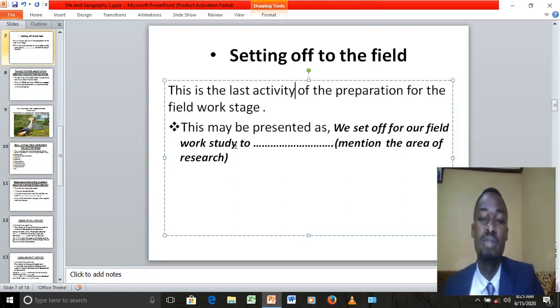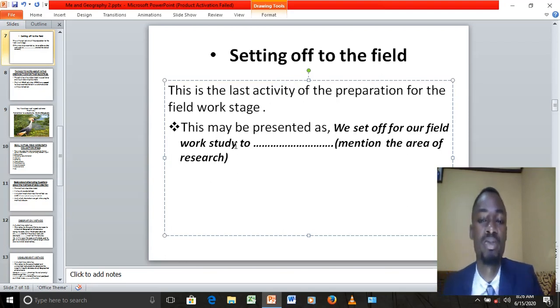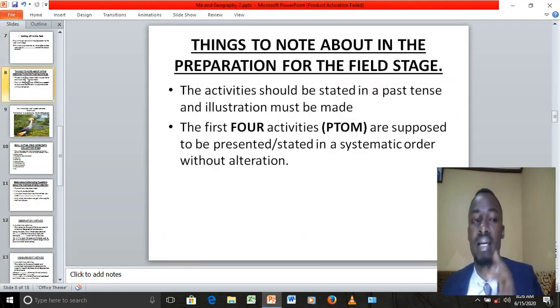So in other words, this may be presented as, we set off for our fieldwork study to, you mention the area where you were planning to go in the field. And then that basically summarizes the pre-field activities.